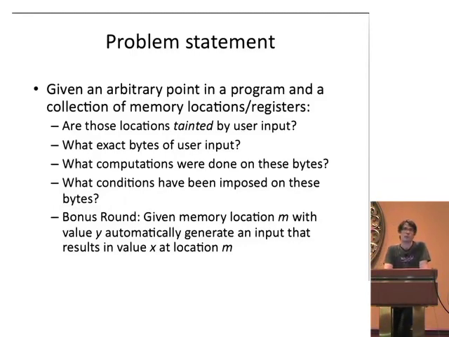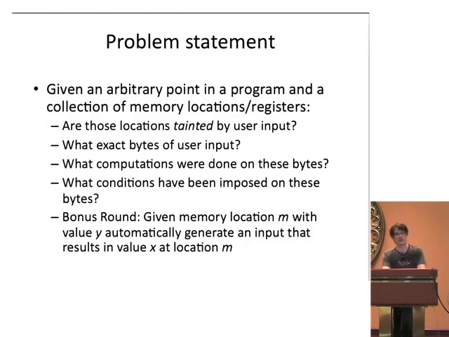So just because a byte doesn't look like it's under our control doesn't mean that it hasn't just had like the value 4 added to it, which realistically is still completely under our control. What conditions, so compares, tests, etc., have been imposed. And bonus round, this is really where the theorem proving stuff comes in. Given this memory location with the value y, automatically generate an input that results in the value x at this location.